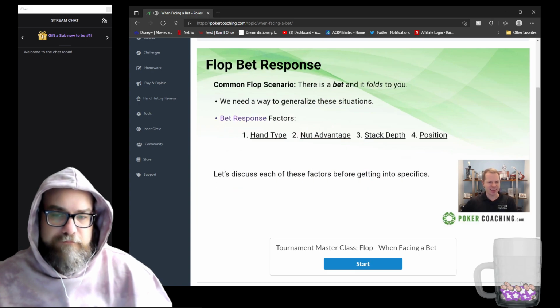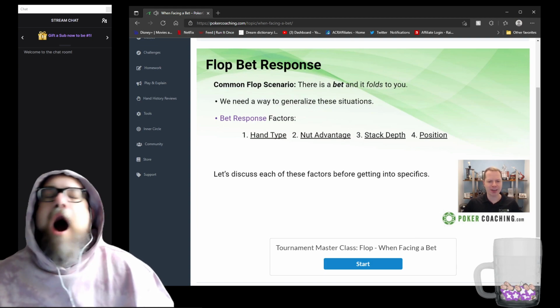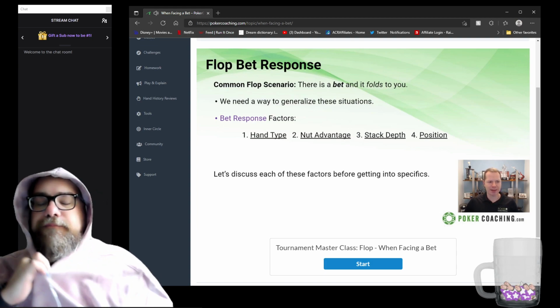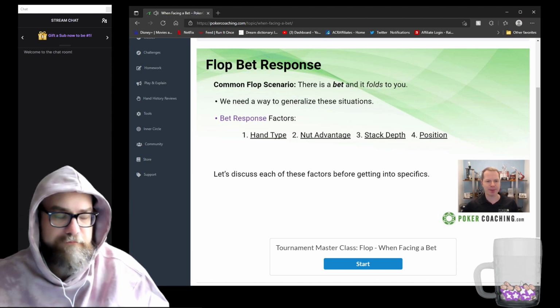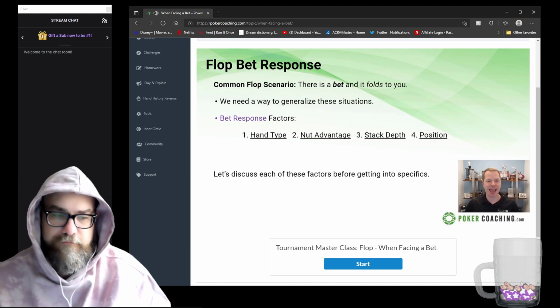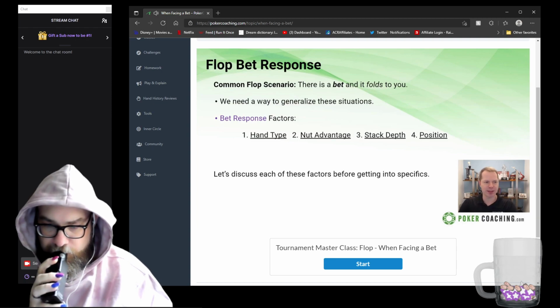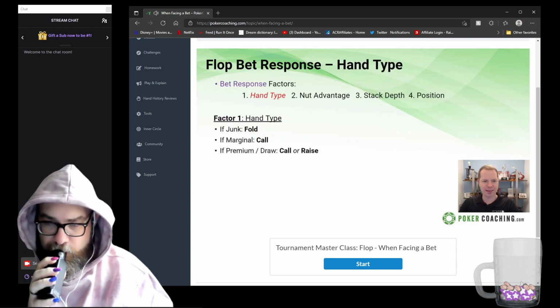All right, let's discuss this common scenario where you check out of position, your opponent bets, and it's folded to you. We need a way to generalize these situations, and there are 4 main factors that are going to impact your play. We have hand type, nut advantage, stack depth, and position. So let's go through each one of these.